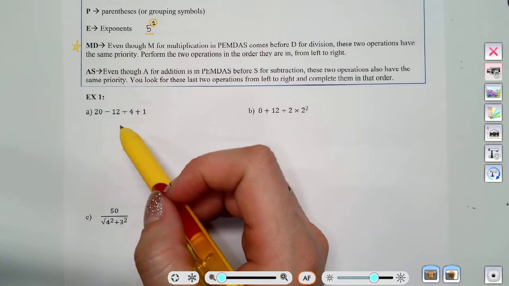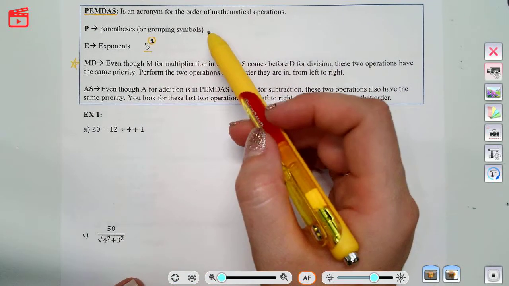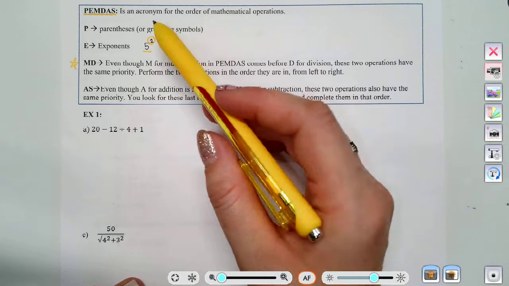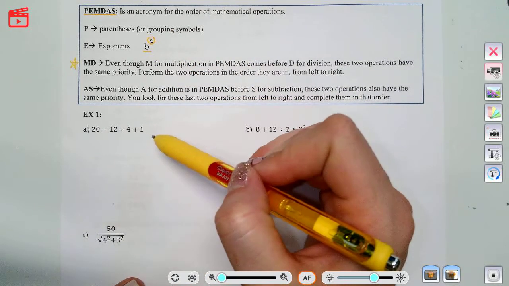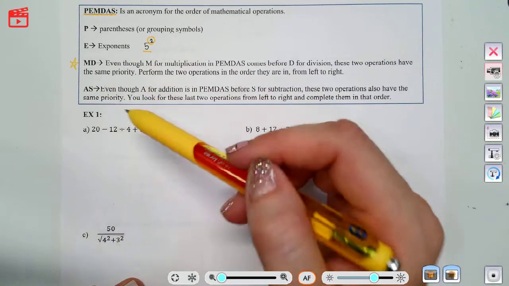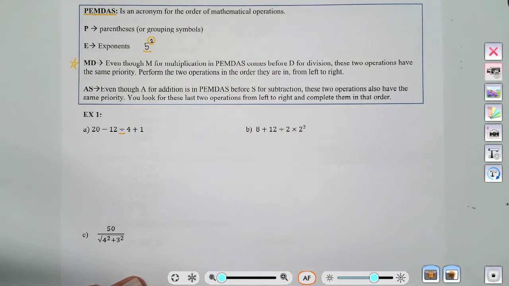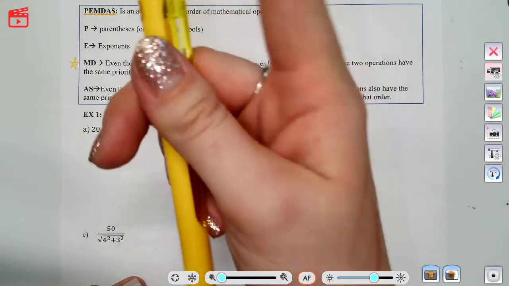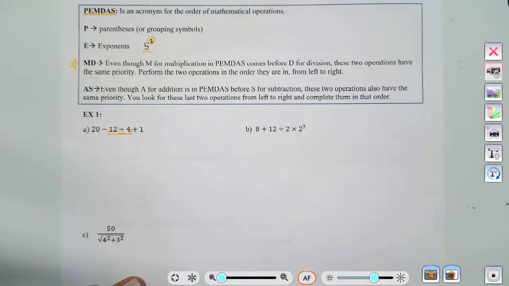Example 1. The first thing I'm going to check is, do we have any parentheses? No, we don't. How about exponents? I don't see any exponents, so next, multiplication or division? I do see division, but no multiplication. That's alright, I'll do that division first, between these two numbers. So 12 divided by 4, what is 12 divided by 4?